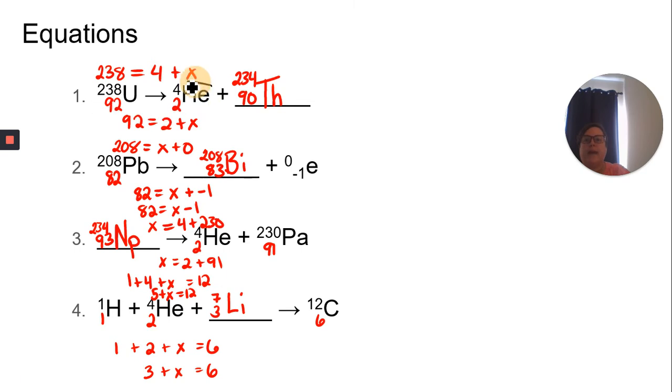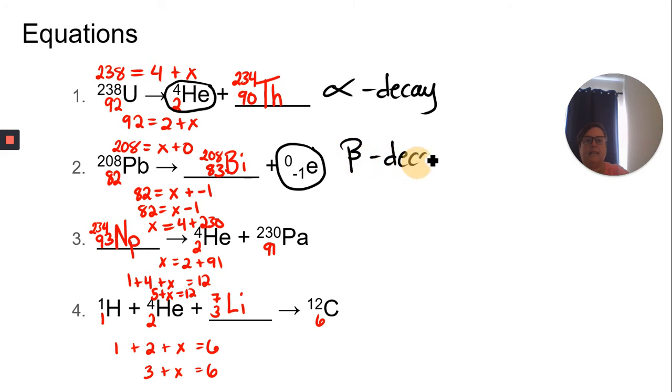So in number 1, we have 4,2He right there. So this is alpha decay, and it's always decay. In number 2, we have the electron, so that's beta decay. And then in number 3, again, we have 4,2He, so that's alpha decay. Now remember, we're just skimming the surface of nuclear chemistry. So number 4 is not alpha or beta decay. It's actually a different type of process happening.